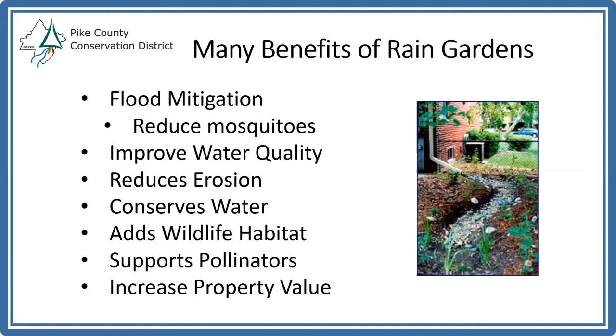It adds wildlife habitat. Once you have a garden, it immediately adds food and habitat resources for insects and pollinators, birds, and small mammals. It creates a great opportunity for wildlife to have a place to live as well. And as I said, it supports pollinators. Having more plants that are pollinator friendly allows them a greater food source. And it can increase your property value. If your property has less standing water and doesn't have an erosion problem, and instead has a very beautiful garden, it can obviously increase your property value.